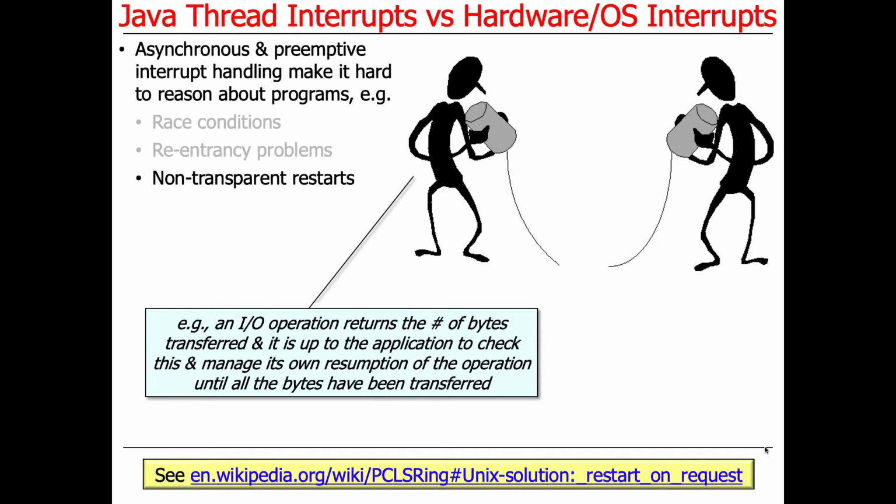You may have run into this kind of problem before if you're trying to transfer a large file, and for whatever reason, the network gets disconnected or your program crashes. And then when you restart, it says, let's restart from the beginning, which is very annoying because you'd like to pick up where you left off. So those are examples of non-transparent restarts.